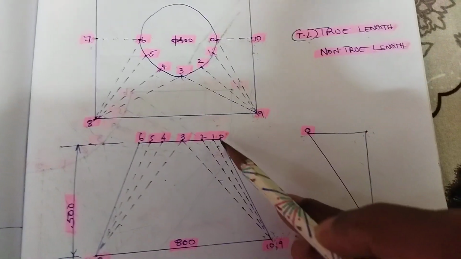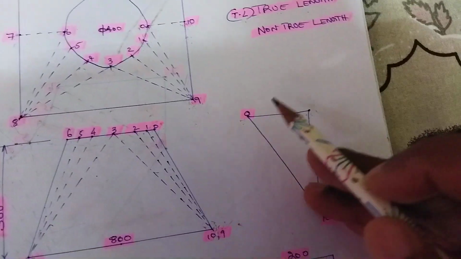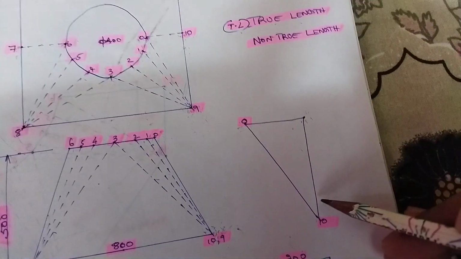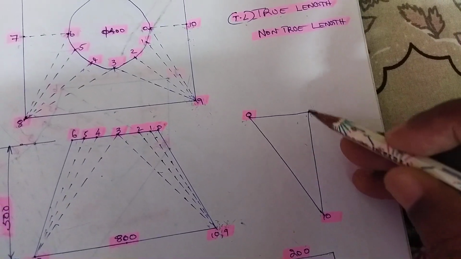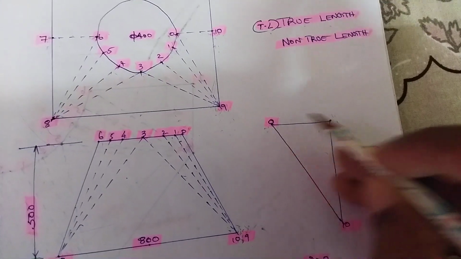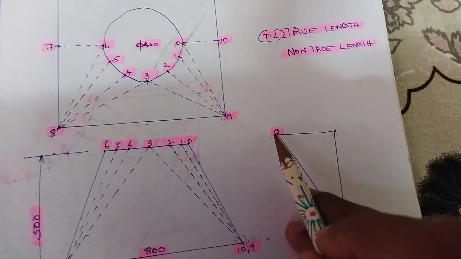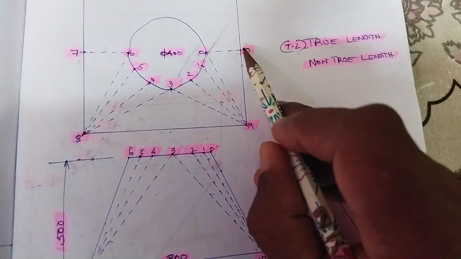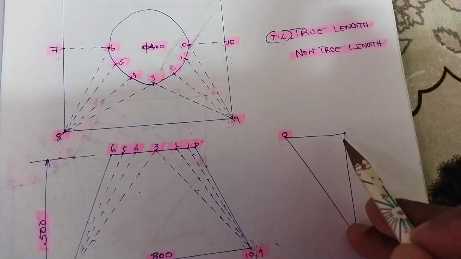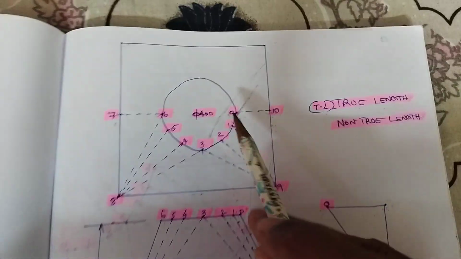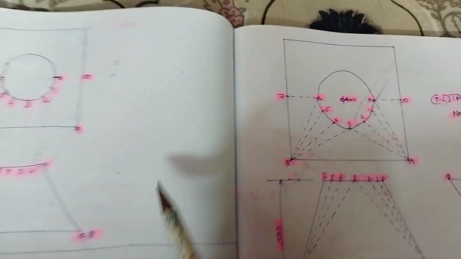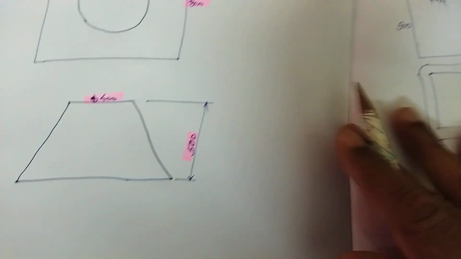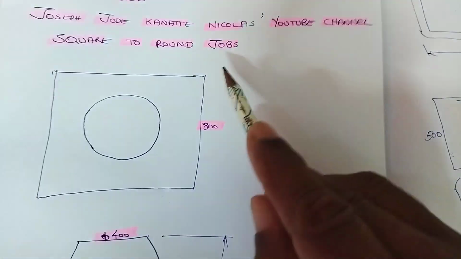Okay. This triangle I have drawn here: 0 to 9, 0 to 10. And one vertical line up to this. What is this length? It means the length from 0 to the top side of 10. What is this length? Everybody knows this measurement from here to here is 800.